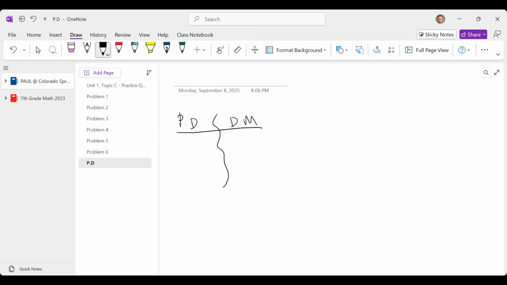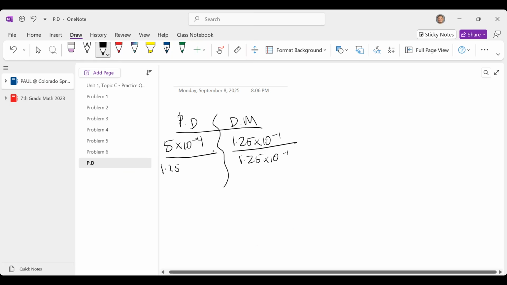Okay, so the pet dander is 5 times 10 to the negative fourth. And our dust mite is 1.25 times 10 to the negative 1. So in order to get this over on the other side, because that's the one we need to compare, we are comparing it to pet dander, we're going to move it on to the other side as well. When I do that, I have to tackle this first piece. So when I do 5 divided by 1.25, it gives me a value of 4.